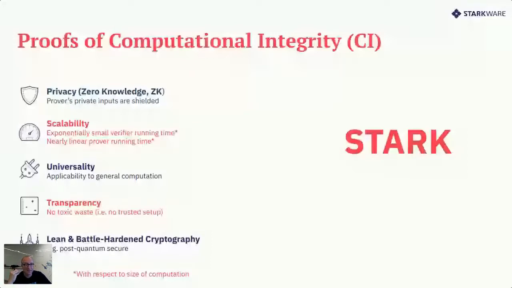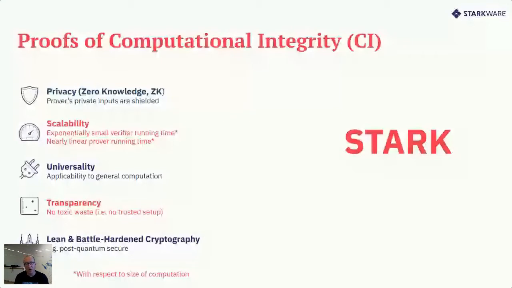So proof systems that are scalable and transparent are STARKs, and that's the S and the T. So the S in STARK is scalable, and the T in STARK is transparent. And as you see here, not all proof systems, or even not all proof systems that have desirable properties, are necessarily STARKs, and STARKs don't necessarily need to be universal or to have lean and battle-hardened cryptography.